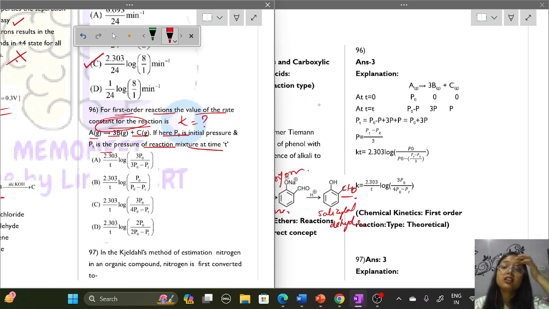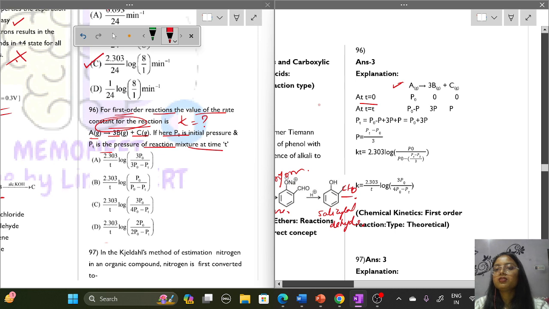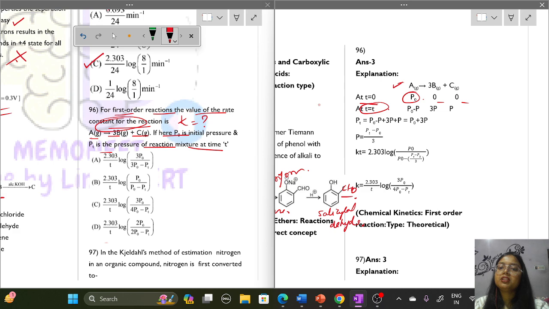So for this reaction at t equals 0, A is equal to P naught and B and C are 0. At t equals t, A becomes P naught minus P, B is 3P and C is P. On finding the total pressure, we will get P naught plus 3P. So P here we can write as (Pt minus P naught) by 3. On putting this value in Kt, we can find out Kt is like this, and K is equal to this.